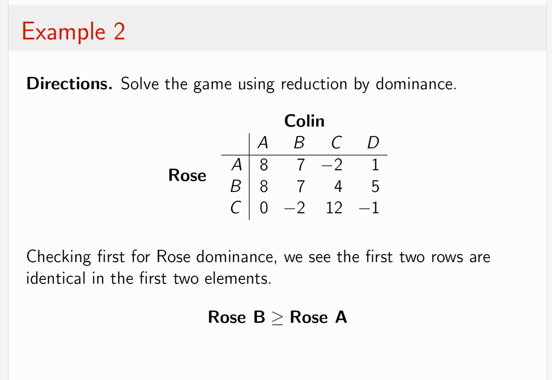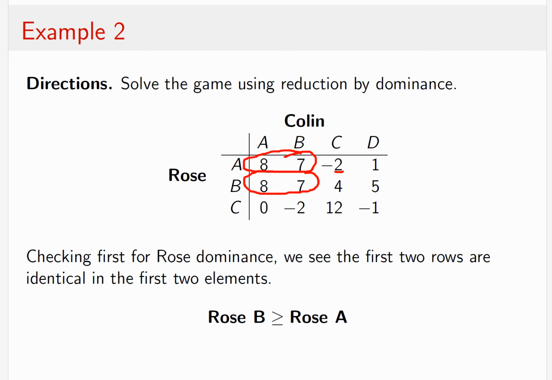And so let's first check for Rose dominance. The key thing to notice is that the first two strategies that Rose has, A and B, start off the same way. So if we can get lucky there, one of these dominates the other. You notice that -2 is less than -4 and 1 is less than 5. So A is less than or equal to B, so B dominates A, if that makes sense.